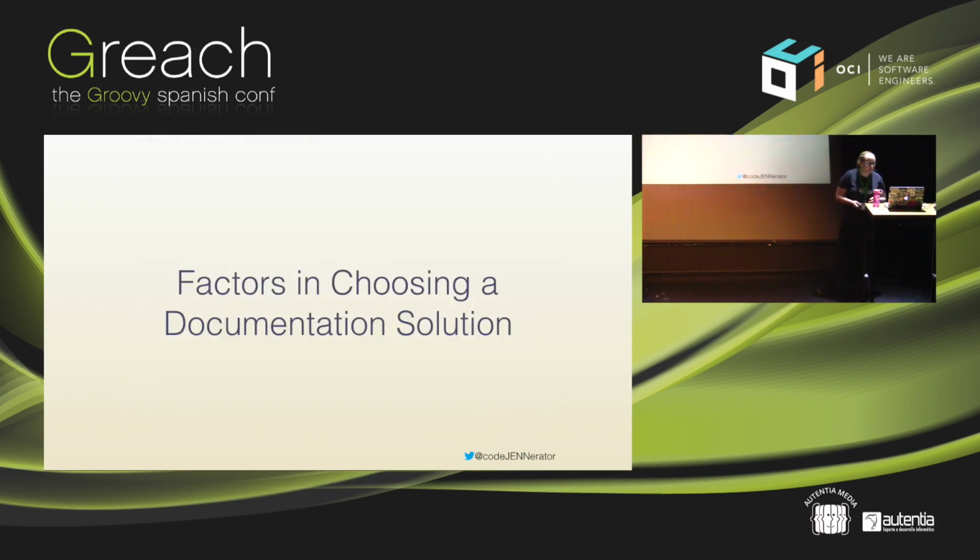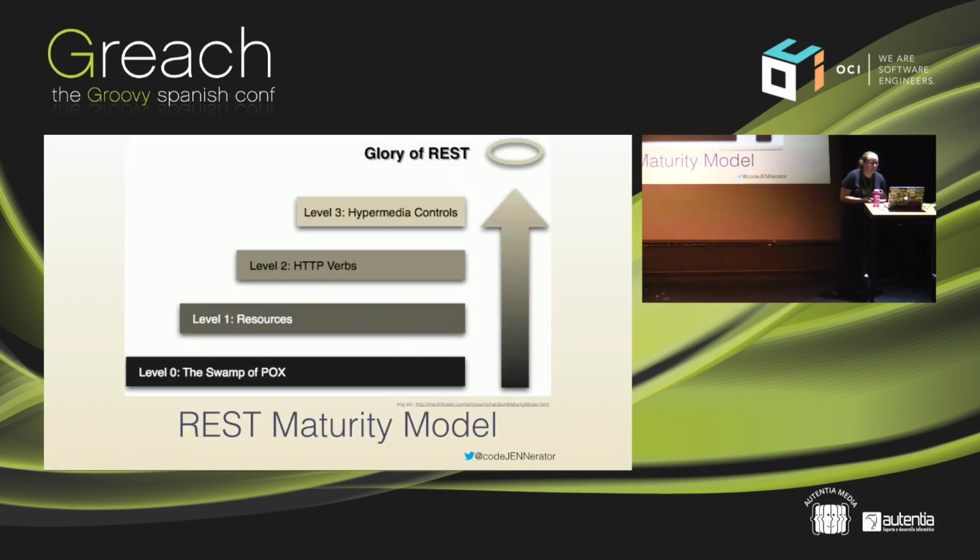And so one of the first things that came up is, what are some things that are important or that are similar across all of the different APIs across this large enterprise organization. So the first thing that kind of came up was, where do the APIs fall in this REST maturity model?